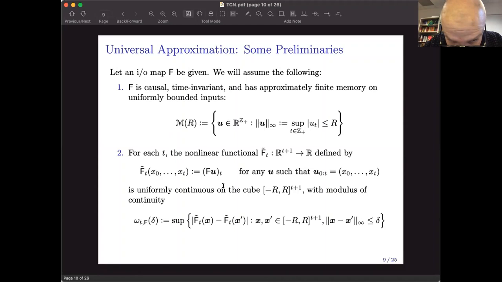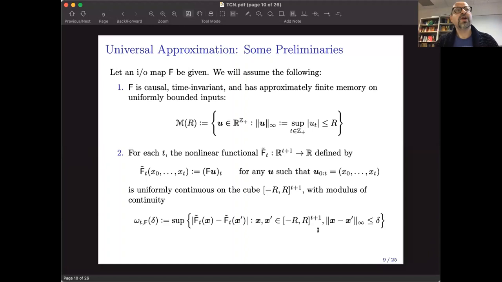And now I'm also going to work with, so if I look at my IO map F, for each time t, I can construct a nonlinear functional that I define as follows. I look at the input u. So the functional takes inputs x naught through xt. The idea here is that I look at any input u such that its segment from 0 to t has coordinates x naught through xt, and then that functional just outputs the output at time t. Okay, and I'm going to assume that this functional is uniformly continuous on the cube with side minus r to r. R here is the bound on the norm of the input at each time, and it has a certain modulus of continuity. So here the idea is that, given a time length, I'm going to look at the functional that tells me the output value just at time t as a function of the history of the input. That functional has to be uniformly continuous.